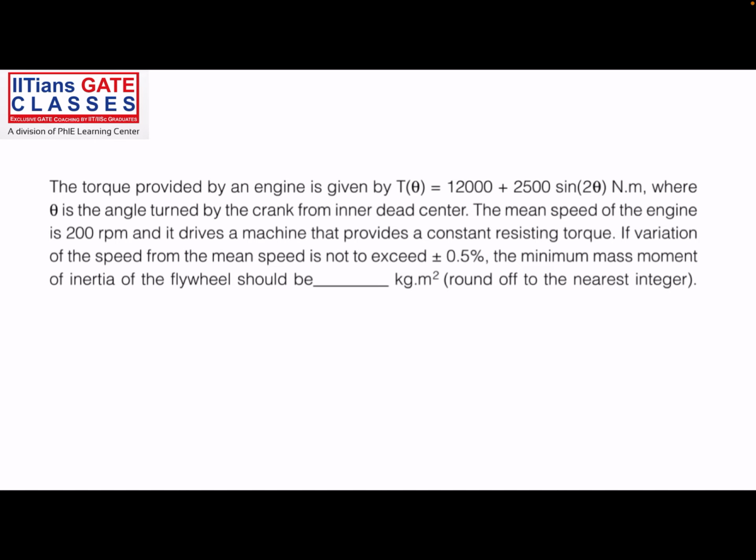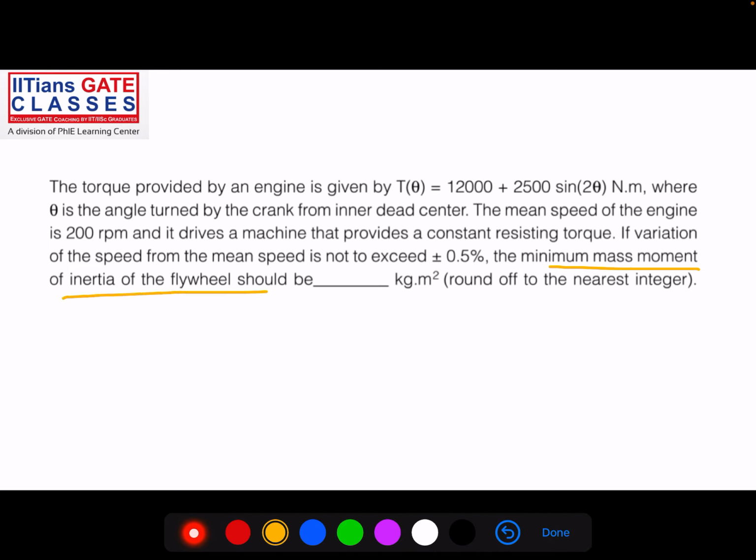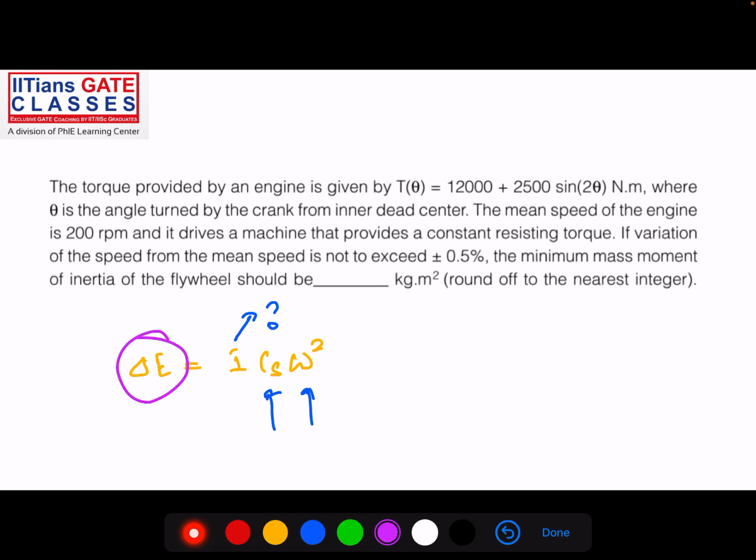So what to do here? You are required to find the minimum mass moment of inertia of the flywheel. There is only one equation: delta E = I CS omega squared. You are given CS and omega, and you are required to find I. So you have to calculate delta E max, the maximum fluctuation of energy. If you can calculate delta E max, you can calculate I.